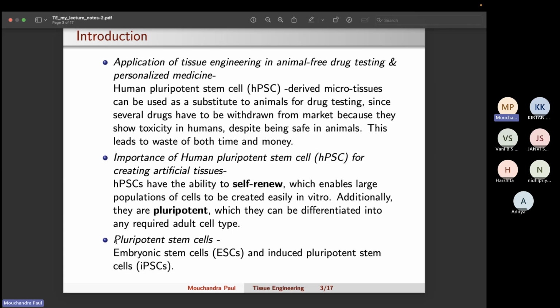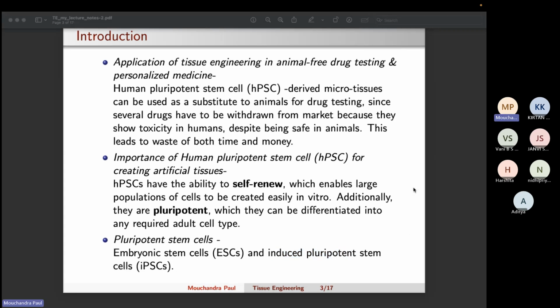So when we talk about pluripotent stem cells, meaning the stem cells which can differentiate into multiple types of differentiated, mature cells, mainly two types of stem cells come to our mind. First is the embryonic stem cells, the stem cells taken from the embryo. Another being the induced pluripotent stem cells.